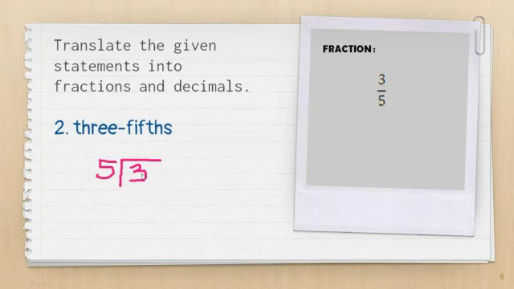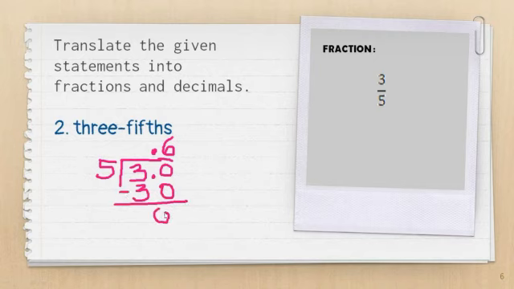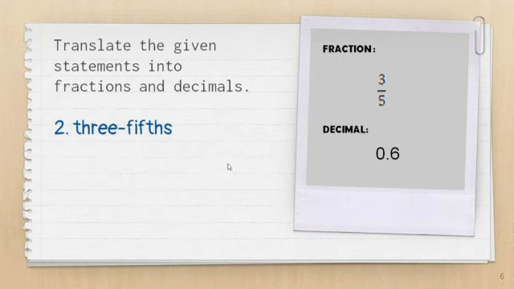Tama? And 3 divided by 5 cannot be, so we need to add point and then 0. So, alam nyo na naman siguro to, division. So, dahil nagdagdag tayo ng 0 at point, may point tayo dun sa taas. So, 30 divided by 5, that's 6. 6 times 5, that's 30. 30 minus 30, that's 0. So, meaning to say, 3/5 is equal to 0.6 sa decimal number.